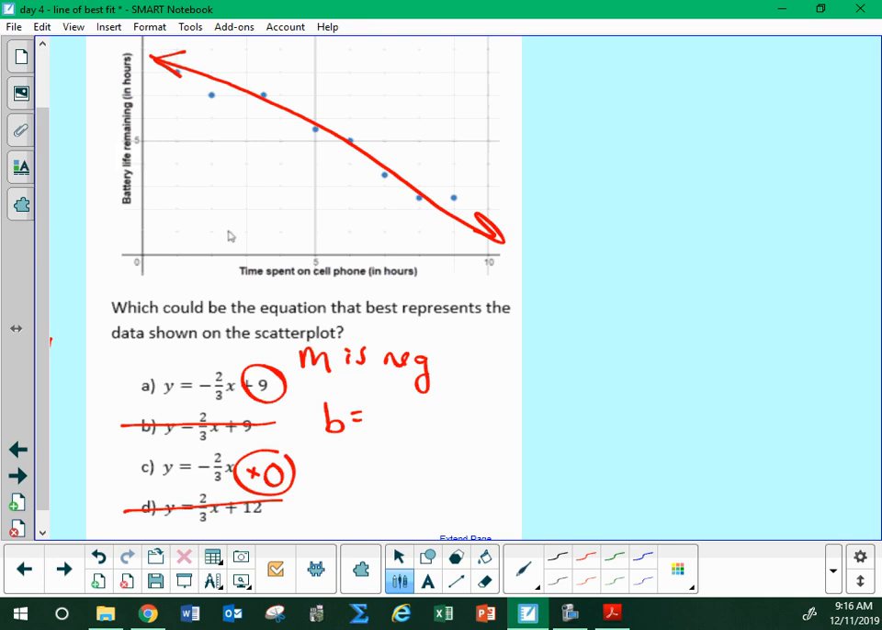Oh, wait. Where's my y-intercept? It's going to be higher up, right? It's certainly not 0. It's up here at 9. So that allows us to then know that A is going to be our answer right now. Now, we don't know the exact equation, but of these four, this would be the best fit for it.